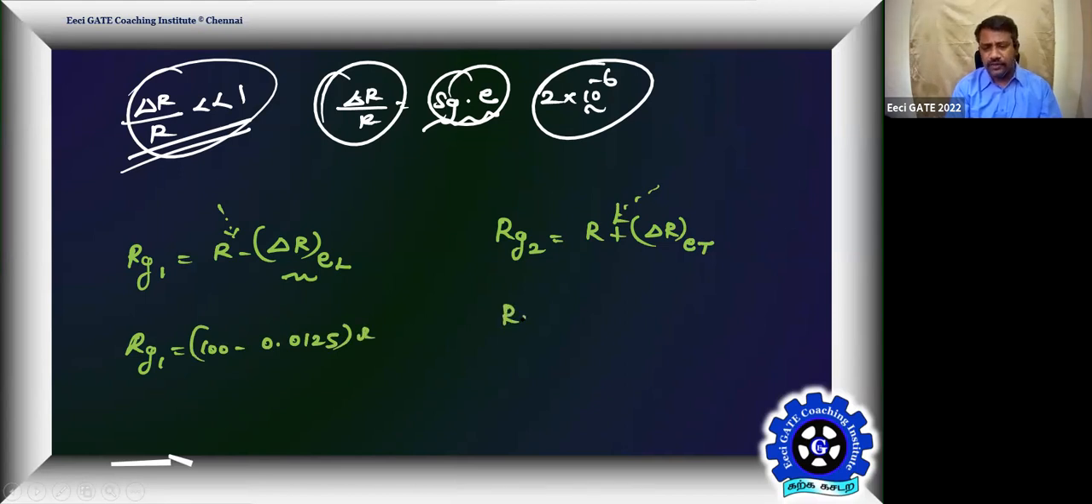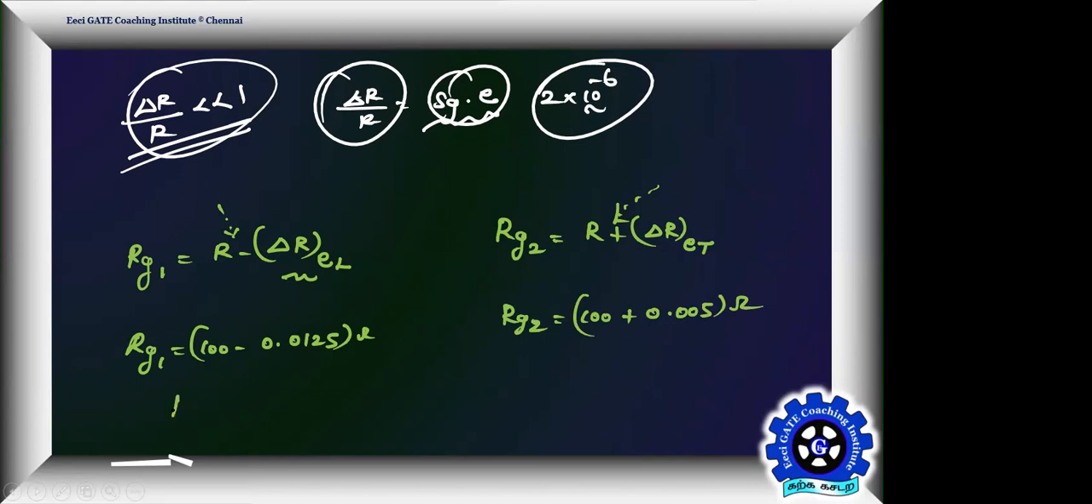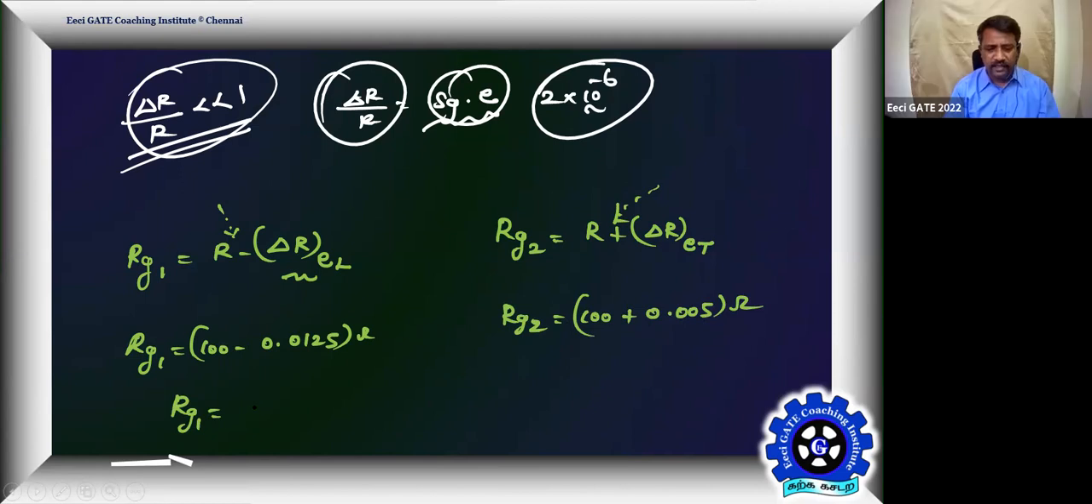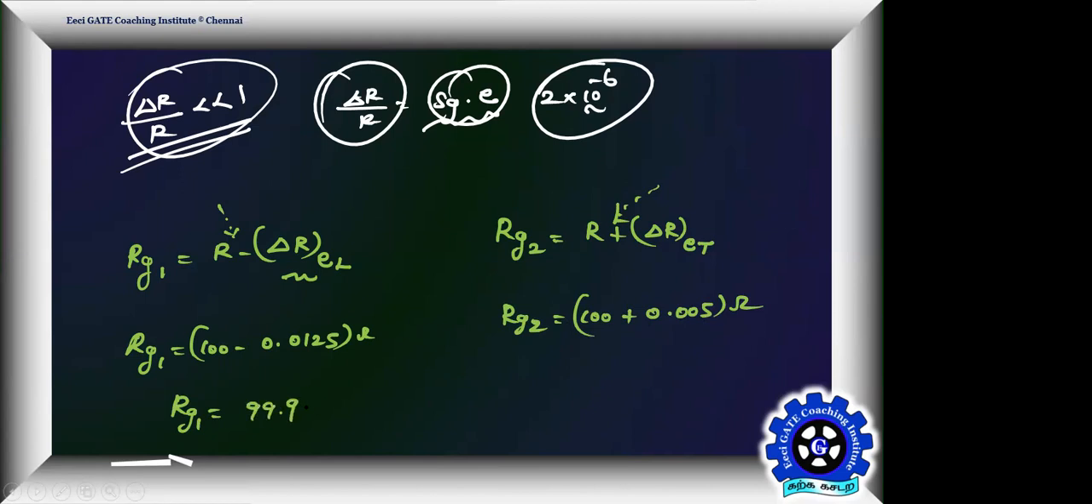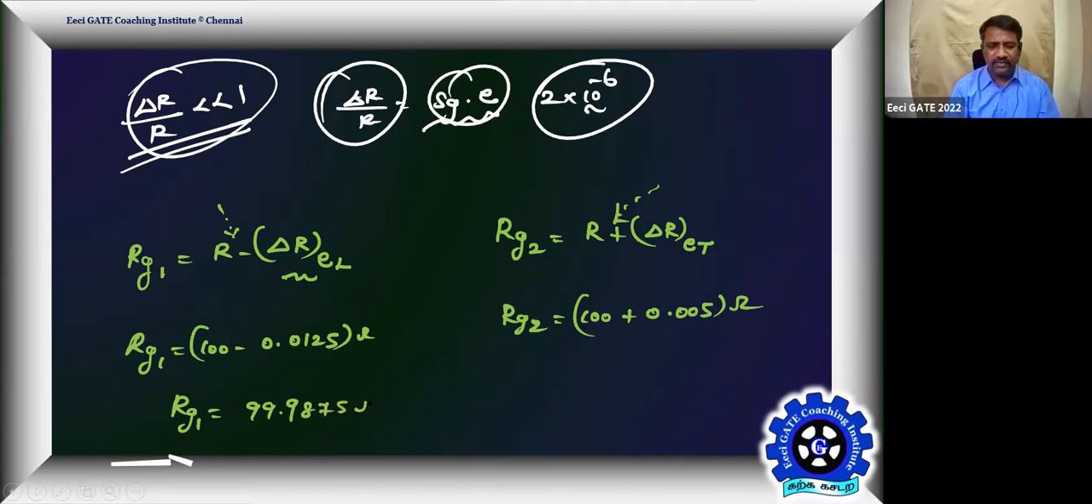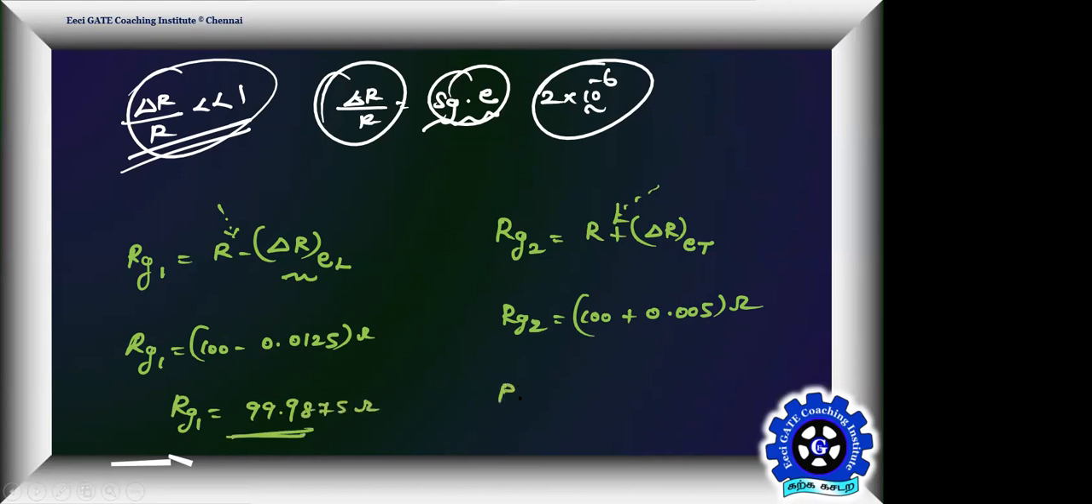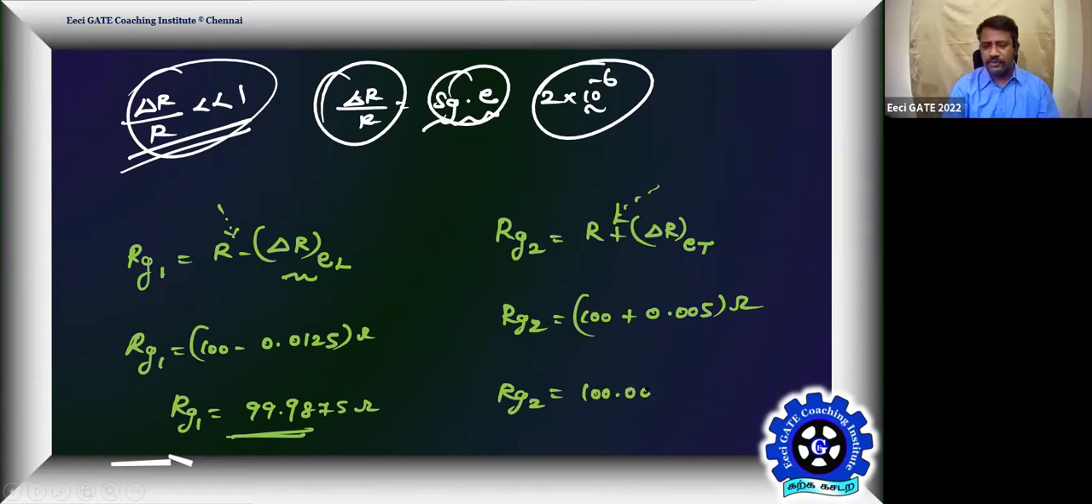RG2 will be 100 plus 0.005 as you said. Correct? All of you getting? Yes or no? Yes, sir. So what's RG1? Calculate that number. 99.9875 ohm is the actual resistance of gauge 1. RG2 is 100.005 ohm. Agree? So this is your ET gauge.